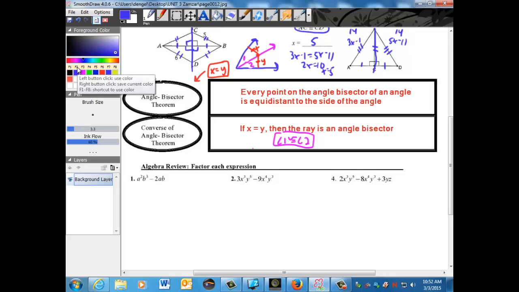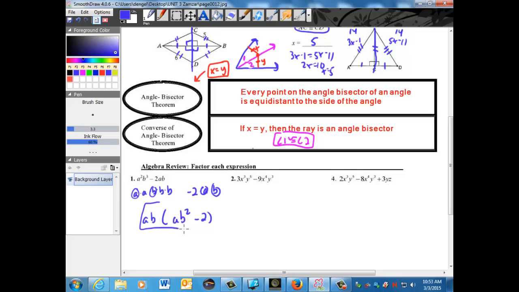Okay, the last problems we have involve algebra review. We have a times b times b times b minus 2 times a times b. And I like to circle what they both share. We have an a, a b, an a, and a b. So these are my factors. So I pull out 1 a, I can pull out 1 b. Inside I'm going to have a times b squared, because I have a and then times b, and then minus 2. And so that's what the first problem factors to.